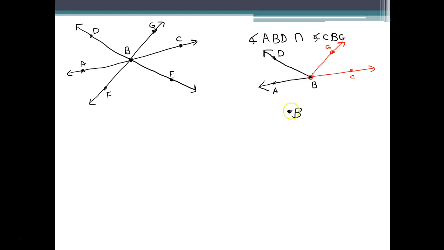So point B, you just draw a little point, and then name it B. So point B. That is the only place where you have that intersection occurring.